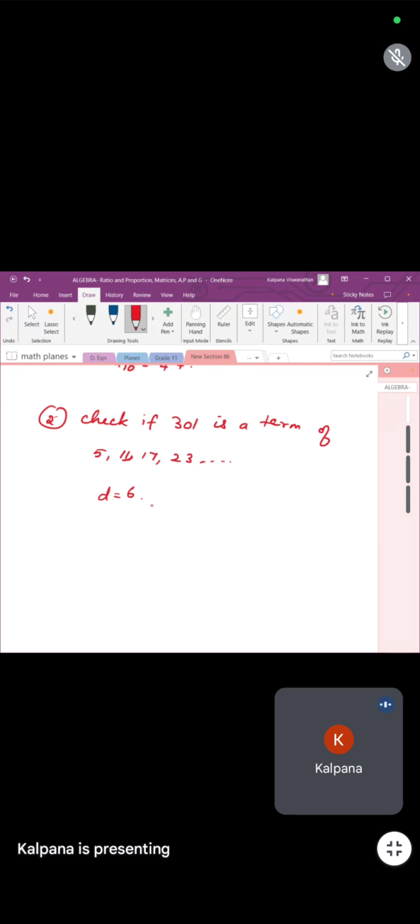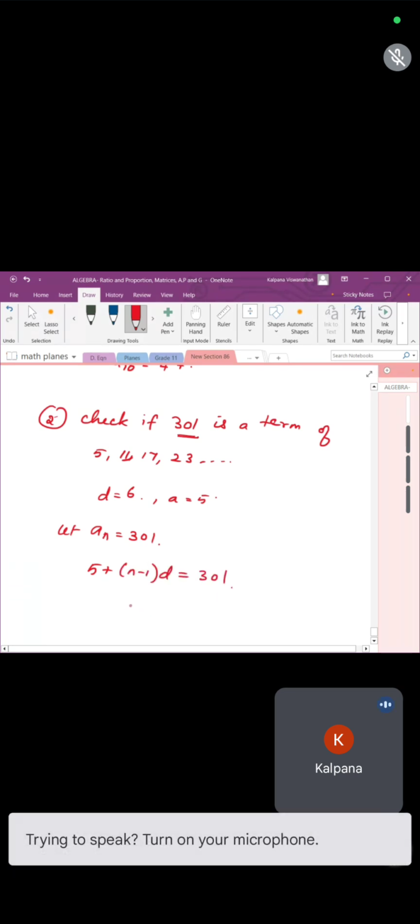Okay, next. How will you check? You just put it in the formula. a is 5. So take your nth term. Let 301 be your nth term, let an equal 301. So a plus (n minus 1) into d equals 301. Put it in the formula and find what n is.